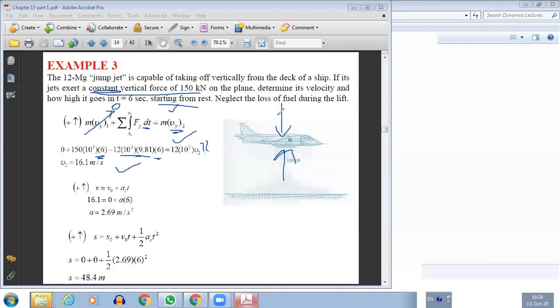And if you know what the velocity is, then we also need to know how high it can go. To find how high it can go, we can solve the problem using the laws of chapter number 12.